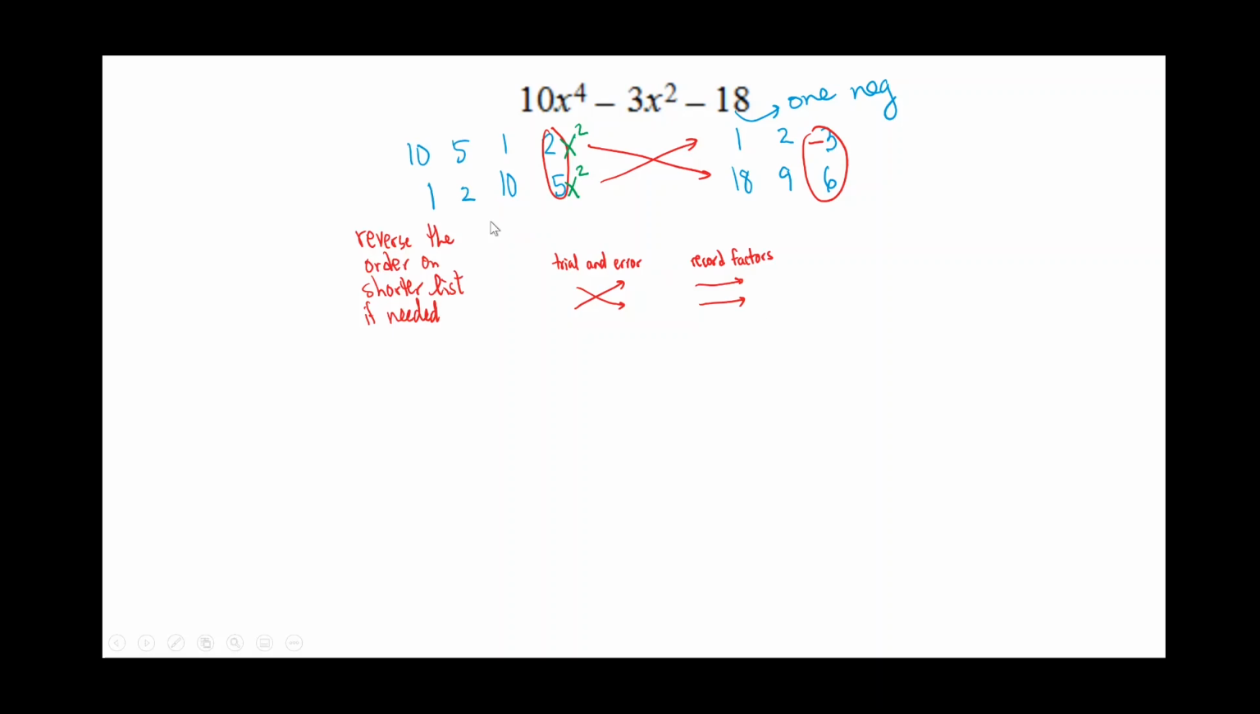Another reminder is that if we didn't find this combination right away, before going into bigger numbers, after you've tried 3 and 6, I would reverse the order on the shorter list. So this 2 and 5, put 5 on top, 2 on the bottom, and then try 5 with 2 with 3 and 6 one more time to see if you can get that to work before you go into bigger numbers to try. And so when you record top with top, we have 2x squared minus 3 as one factor, and 5x squared plus 6 as the second factor.